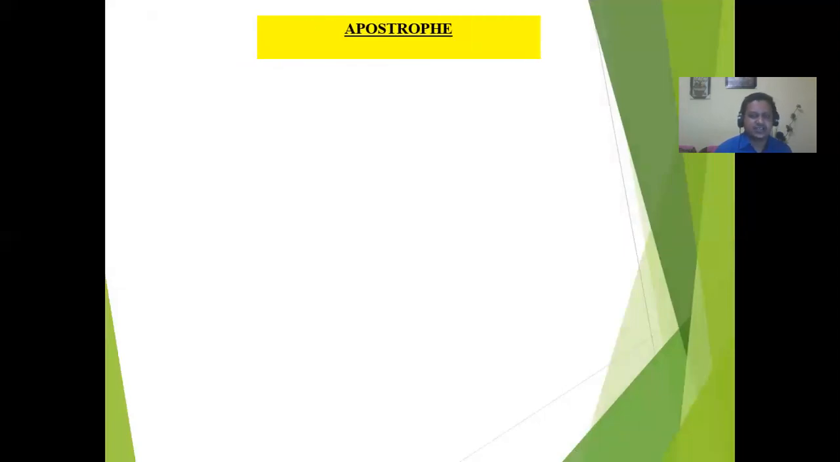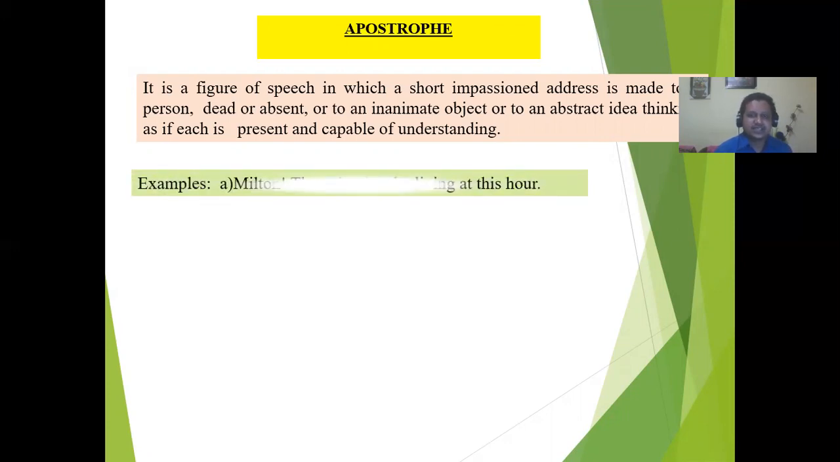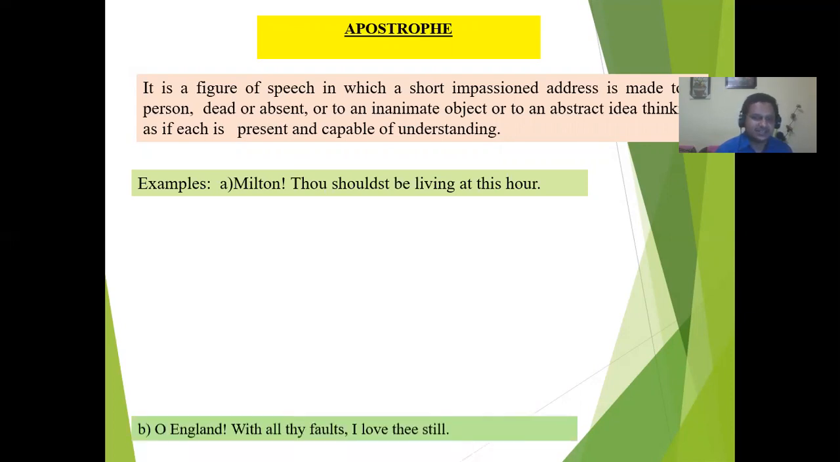Apostrophe. Our next literary term is apostrophe. What is apostrophe? It is a figure of speech in which a short, impassioned address is made to a person, dead or absent, or to an inanimate object, or to an abstract idea, thinking as if each is present and capable of understanding. Example: "Milton, thou shouldst be living at this hour." The poet is making an address to Milton, who is now dead, saying he should be living at this hour in England.